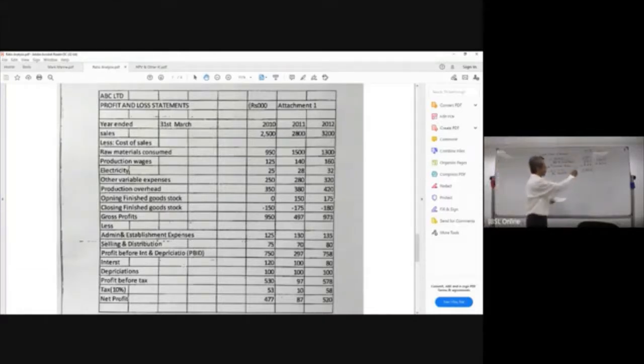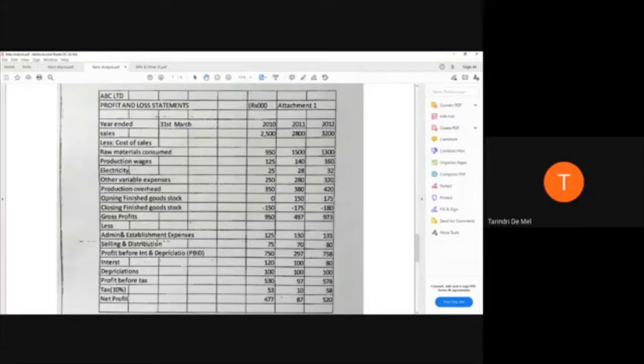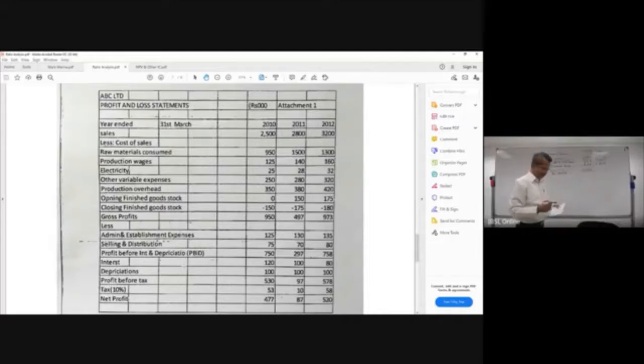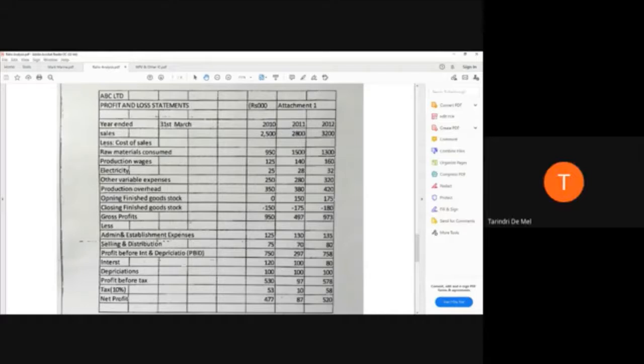Again, first we'll go to 2012 also. Cost of goods sold. 3,200 minus 973, which is 2,227.